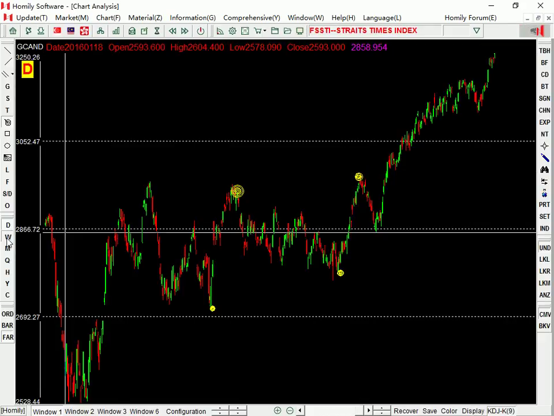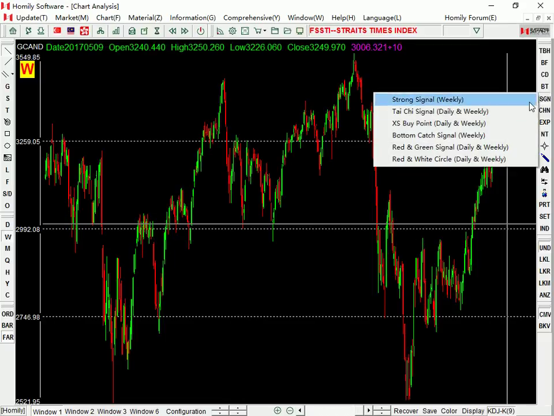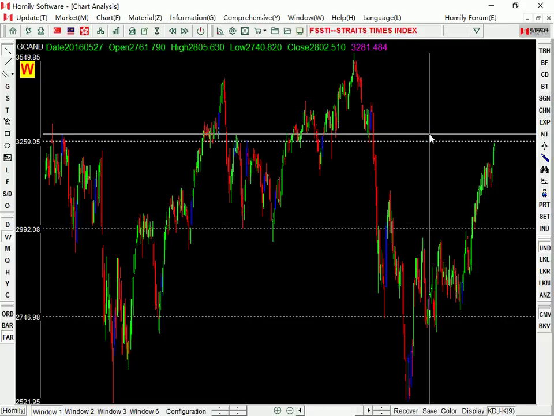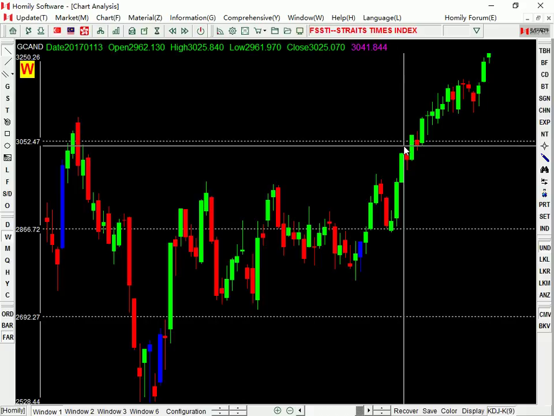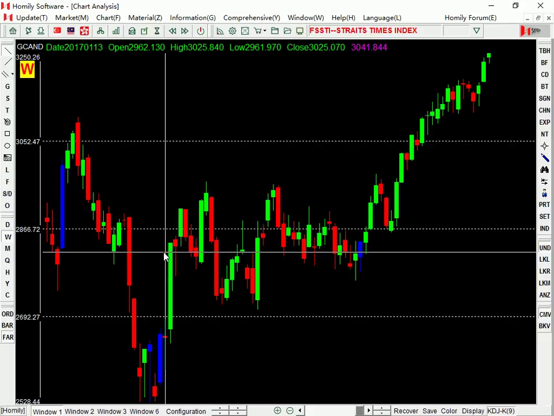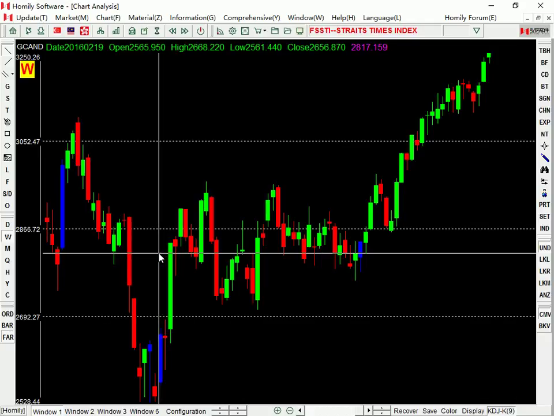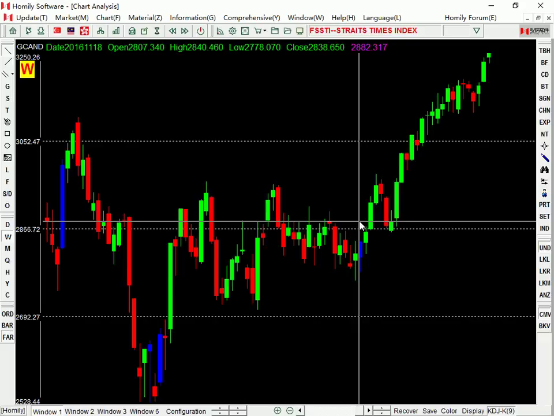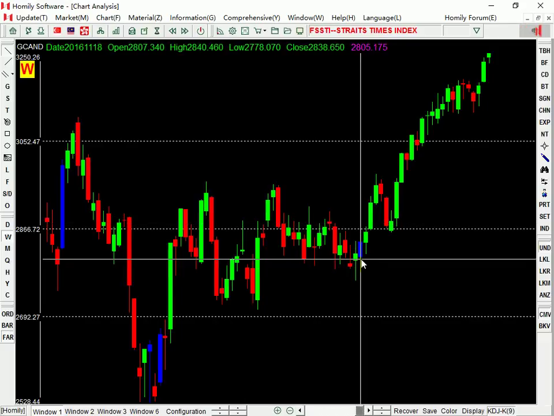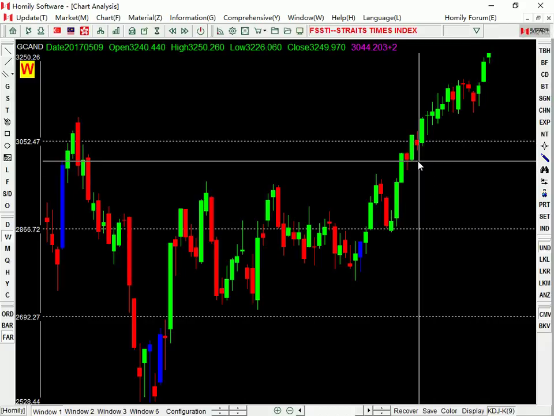Firstly, we change to the weekly chart. Then we can click SGN, bottom catch signal for the weekly chart. So we can see here, nowadays, where the bottom is according to the weekly chart. Here, the blue candlestick appears. This is the bottom, last year, February. Then where is the recent bottom? Last year, November 18th. So this is the previous bottom. If you buy according to this price, you still can make great profit. So this is the bottom catch.